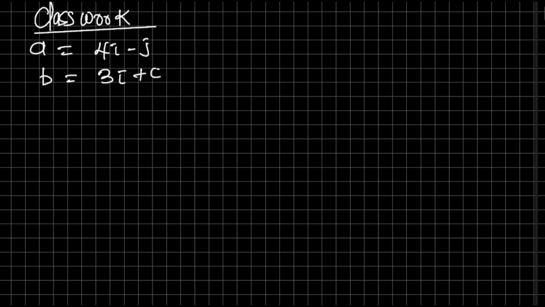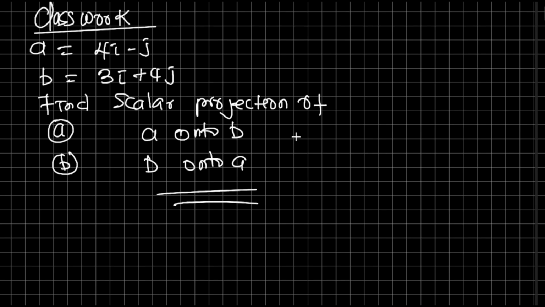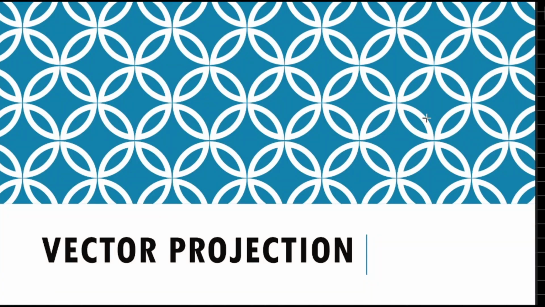Classwork. Given that A equals 4i minus j and B equals 3i plus 4j, find the scalar projection of A onto B, and of B onto A. So this is your classwork. In the last lesson, we'll be looking at vector projection. See you.